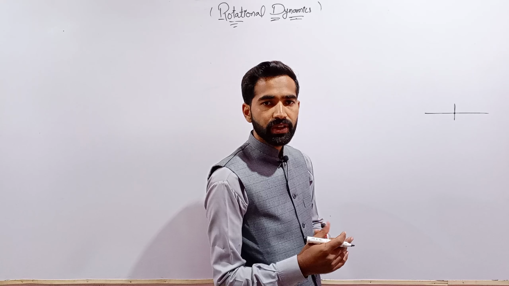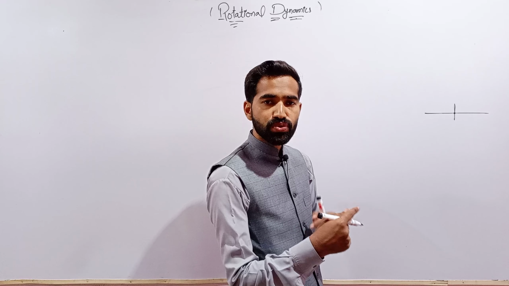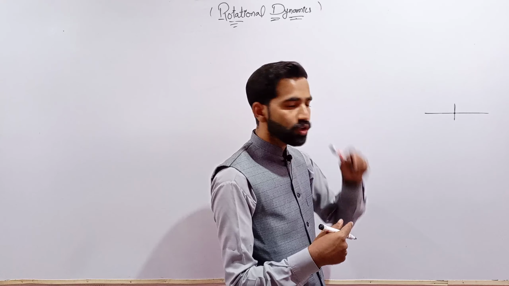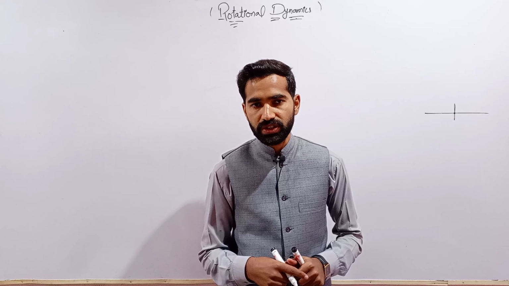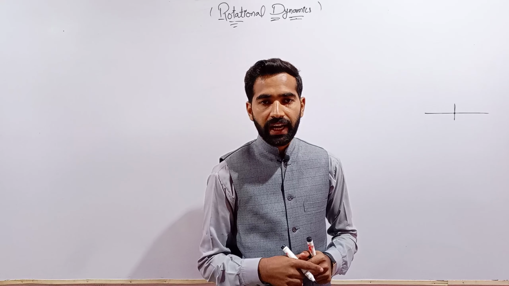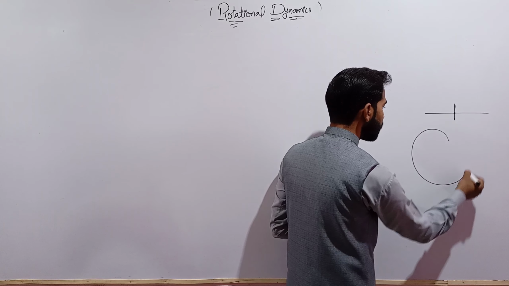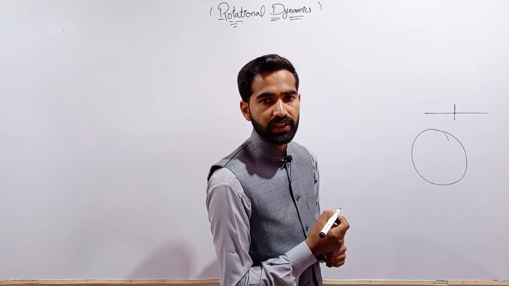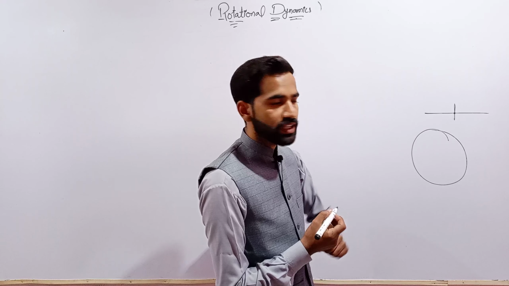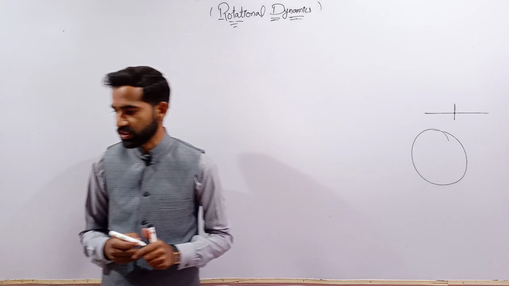And when an object is rotated, that motion is known as rotatory motion. And when an object is revolving along a circular path, that is known as circular motion.